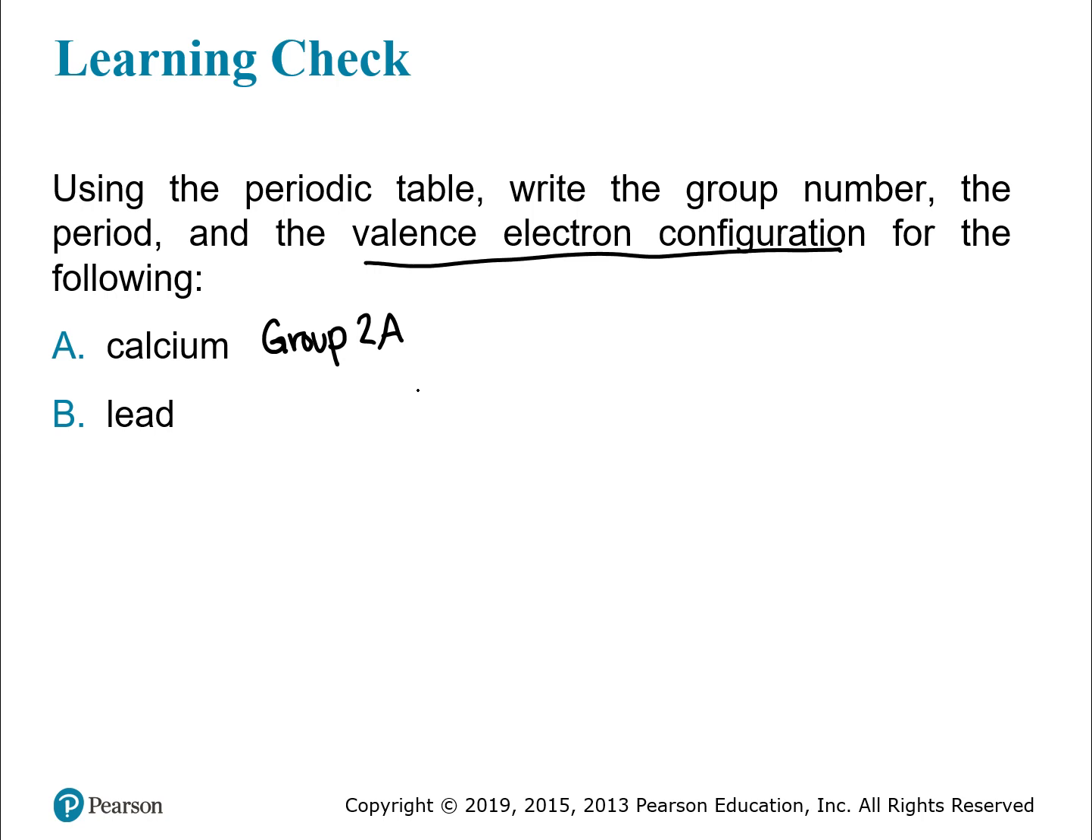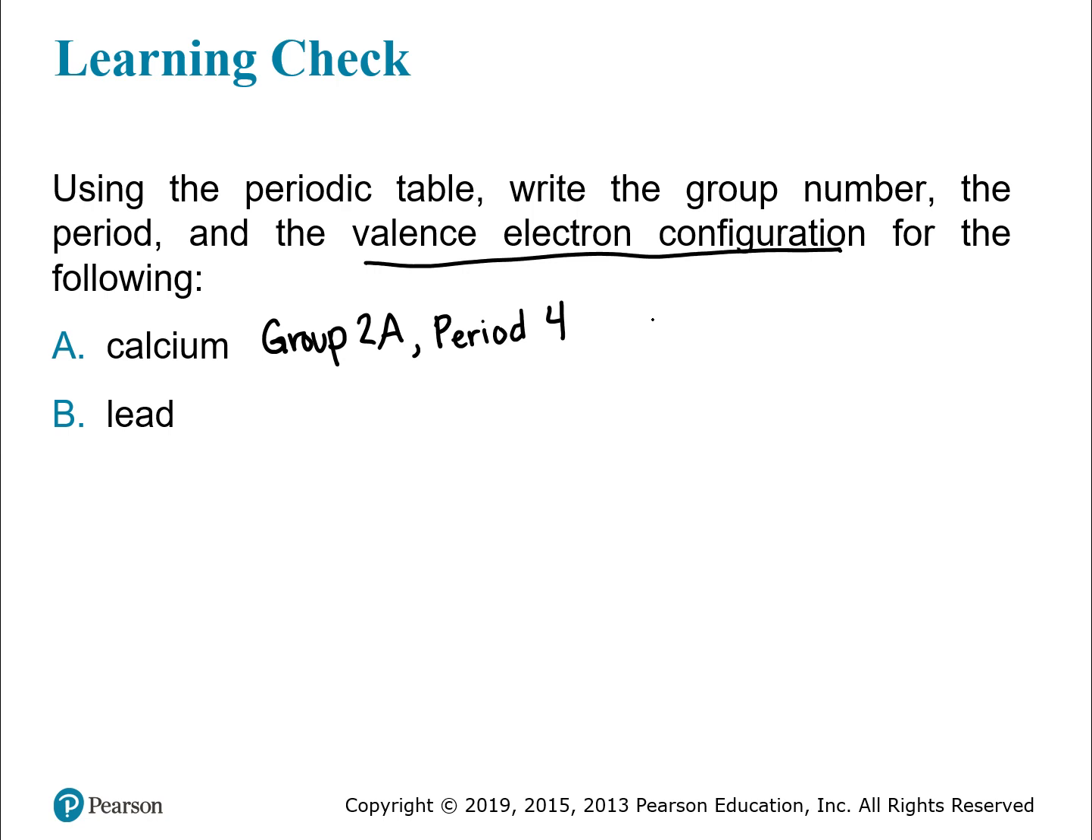What period is calcium in? It's in period 4. So you just count what row it's in, right? Now, going back to when I was drawing all that stuff on the periodic table with the different blocks, which block is calcium in? S block, P block, D block, or F block? It's in the S block.